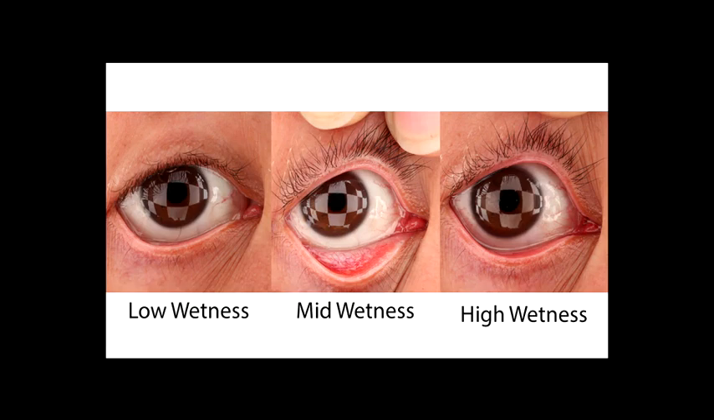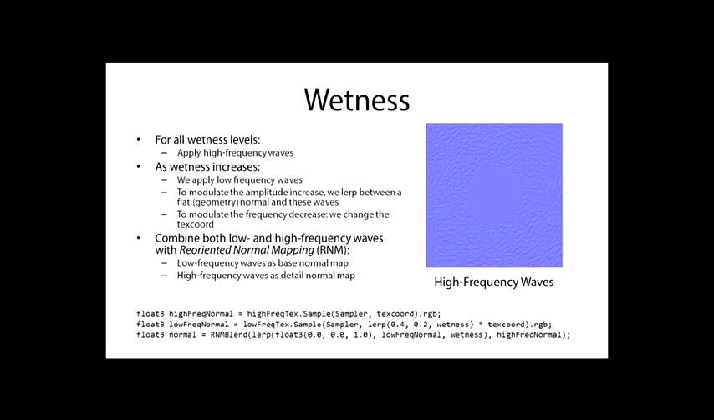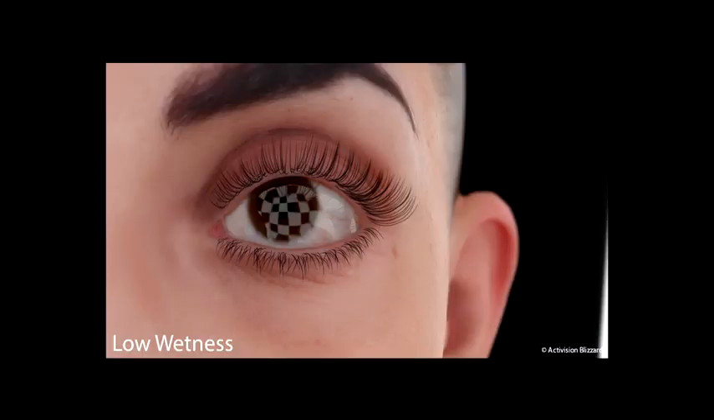The main difference we found between a dry and a wet eye is that some waves with lower frequency and higher amplitude start to appear. For this, we created a completely empirical shader that combines low and high frequency details depending on wetness, and I will refer you to the notes if you are interested in the details. So here you have some renderings. This is for low wetness, this is for medium, and this is for high.